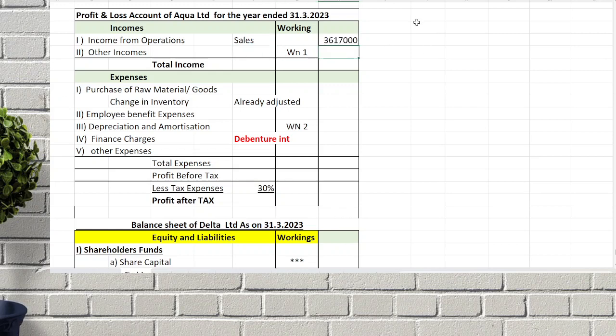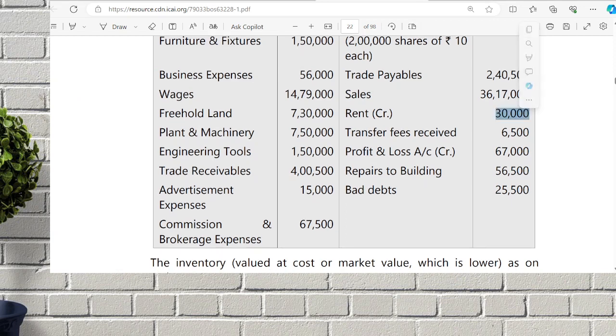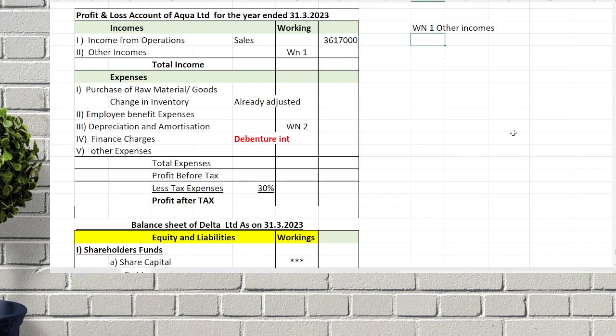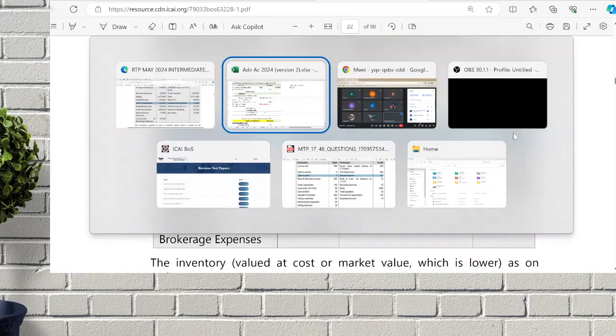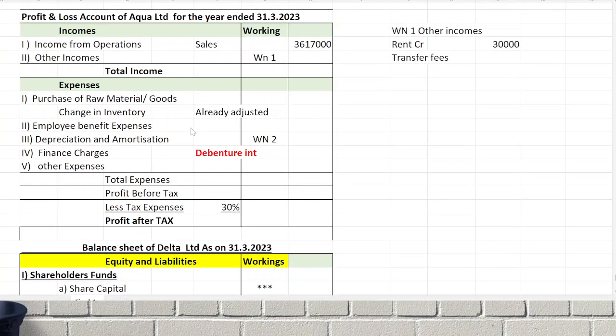Then other income, let us do the working note. What all will come in other income? Rent and transfer fees received will come. Rent credit given in the question, how much? 30,000 is given as rent. Then transfer fees received, 6,500 given in the question. Rent and transfer fees will come.